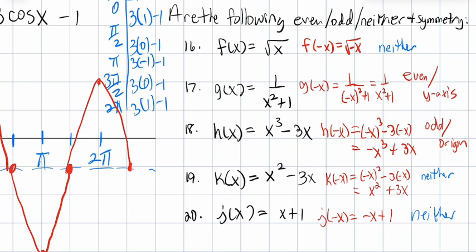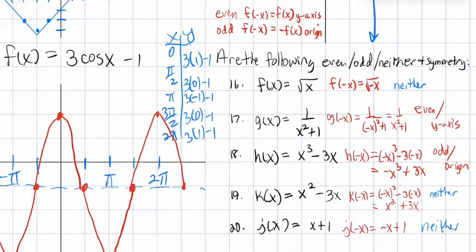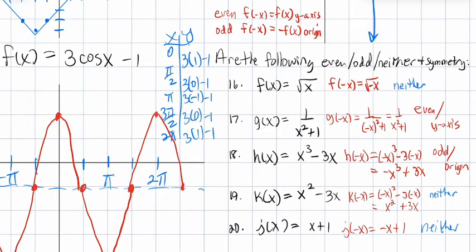So either everything changes or becomes the opposite of what we started with. That's an odd function with origin symmetry. Or everything goes back to the original form. That's an even function with y-axis symmetry. So those are some symmetry examples. Your quiz is going to look very much like what you see here. So there you go.